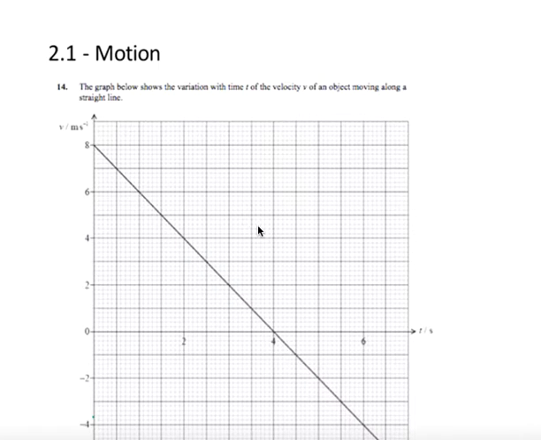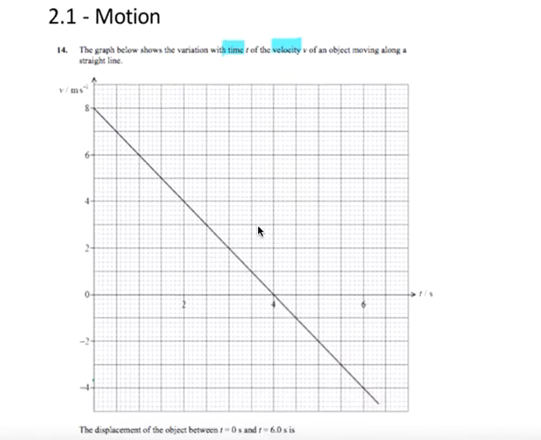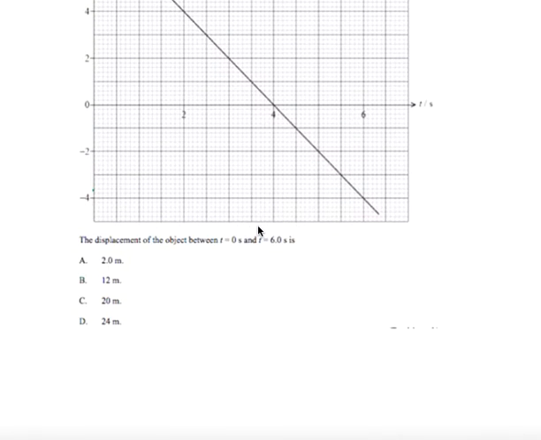In this question, we're asked about a graph below which shows the variation with time of the velocity of an object moving in a straight line. Using this graph, we're asked to find the displacement of the object from 0 to 6 seconds.